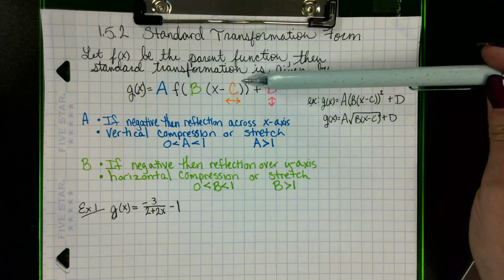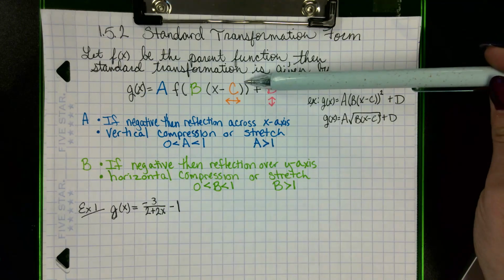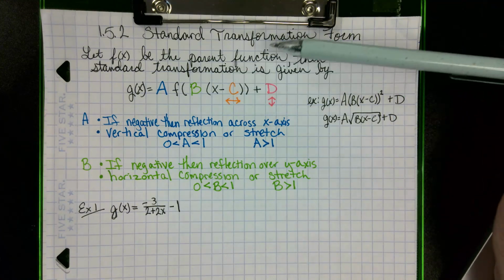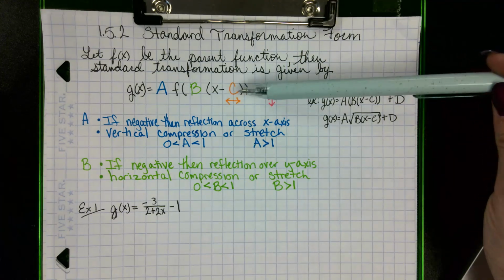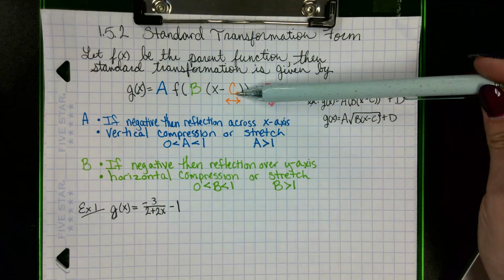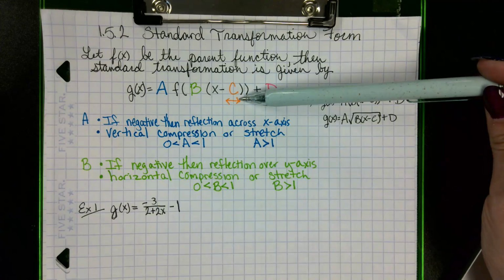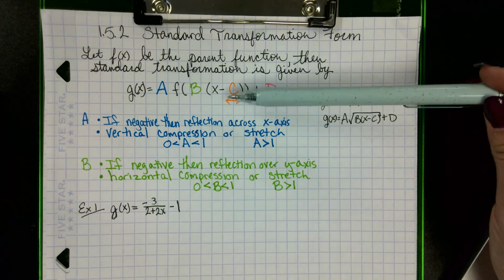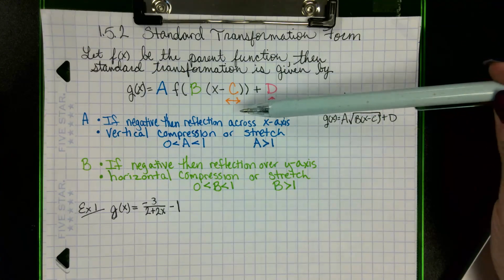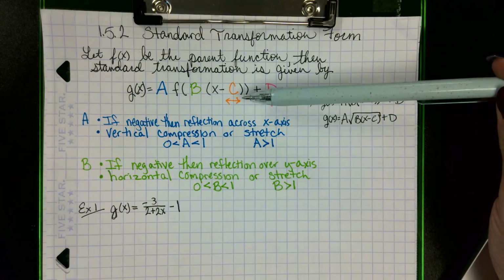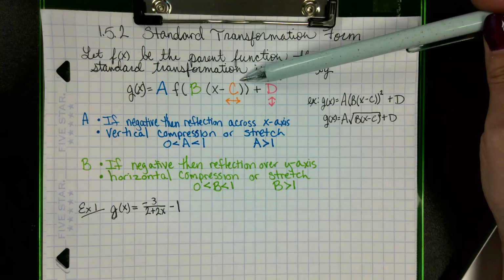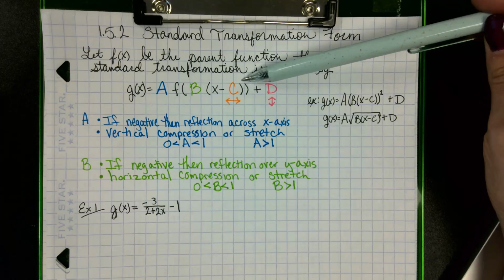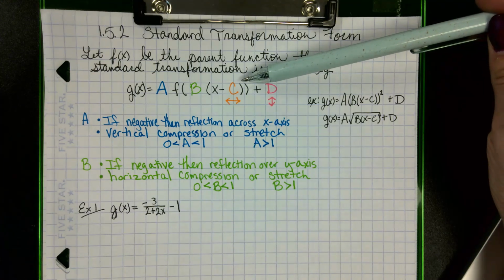And then the c value is what's with x inside parentheses. That is your left or right shift. Shift left, shift right. And the negative is part of the transformation form. So x minus c. So if it said like x minus 2, the 2 would be positive, so that would be a shift right. And if it was a negative 2, it would be x minus negative 2, so it would look like x plus 2. So the c is the one that's always kind of backwards of what you would normally think. So be careful with your left-right translations.